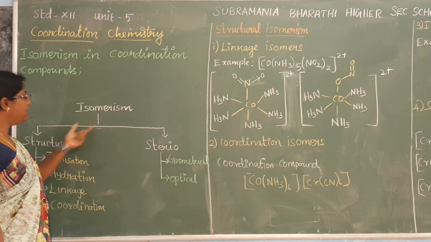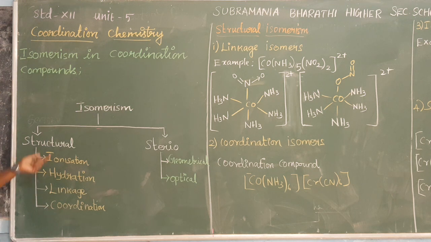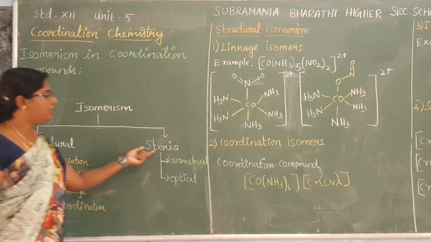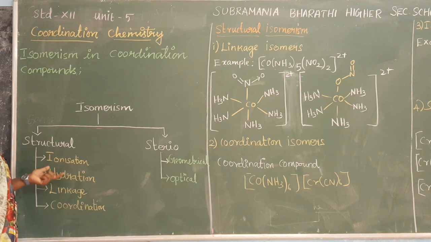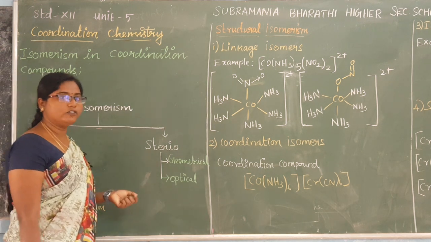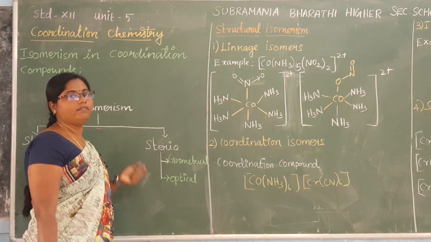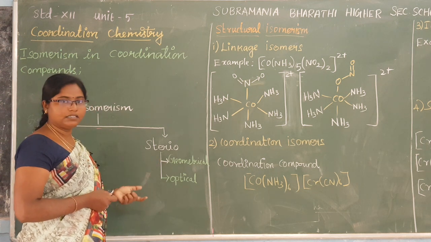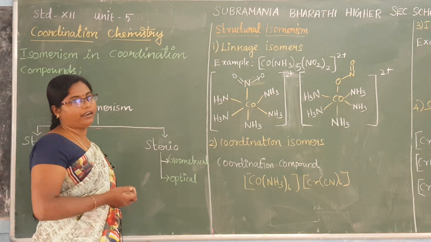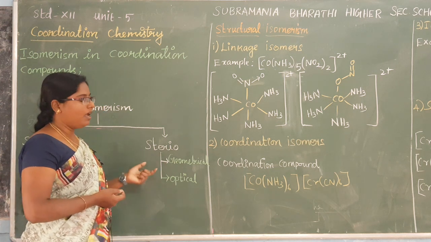Isomerism is broadly classified into two types. The one is structural isomerism and the other one is stereoisomerism. What is structural isomerism? Structural isomerism arises when there is a difference in the structures of the coordination compound. That time we can get the structural isomers. And then what are stereoisomers? Stereoisomers arise when there is a difference in the spatial arrangement of the atoms. That time stereoisomerism occurs.